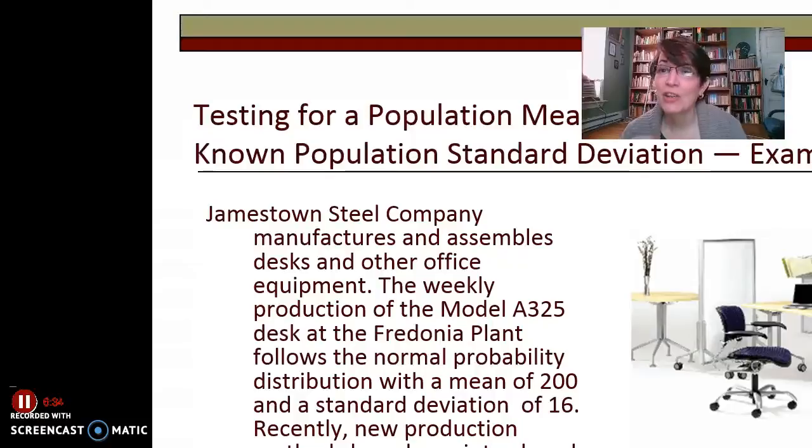In order to check this, they're going to set up a hypothesis and an alternate hypothesis. Remember, the hypothesis is the one that says the equals in it. So a sample from last year's weekly production has a mean number produced of 203.5. We want to test this using the 0.01 significance level. So we have a lot of numbers right now. How do we set up our null hypothesis, our alternate hypothesis, and then test?